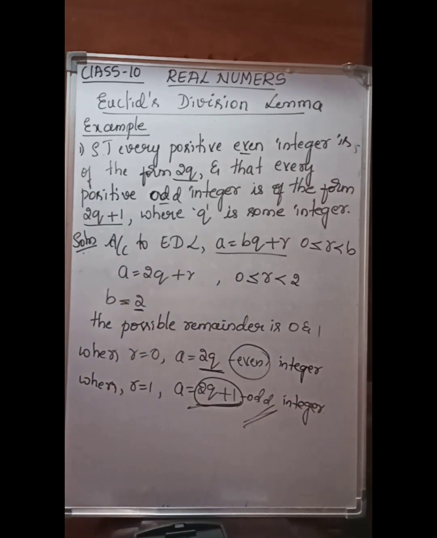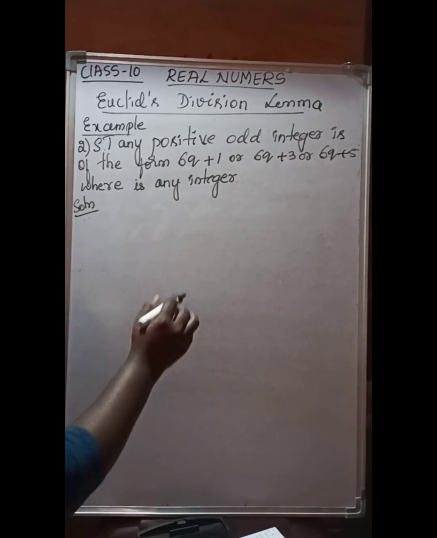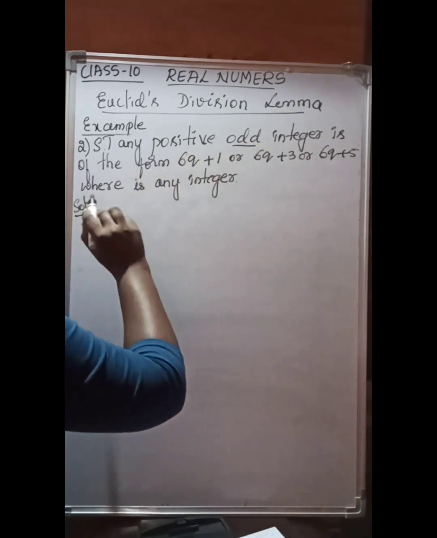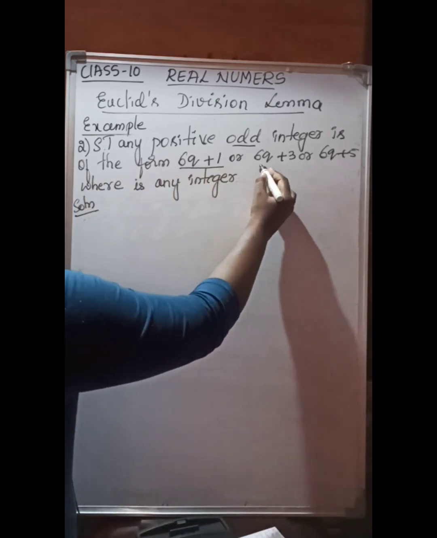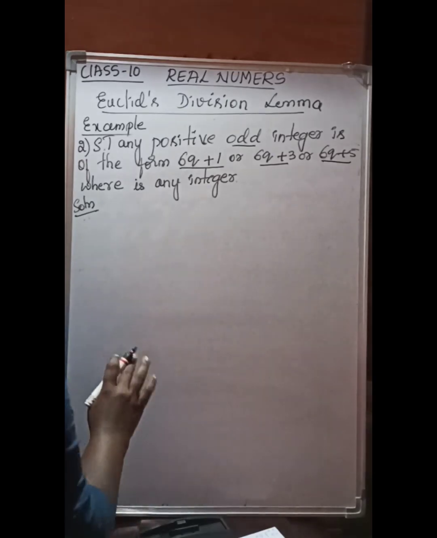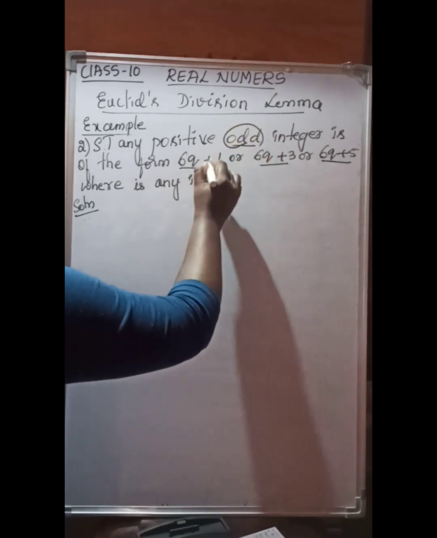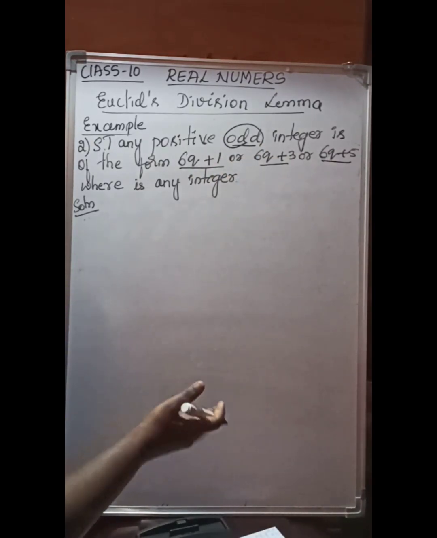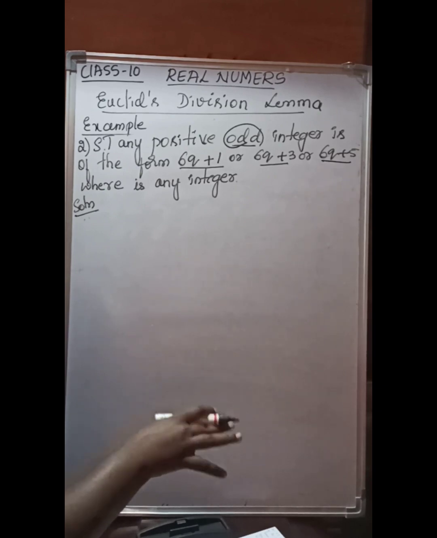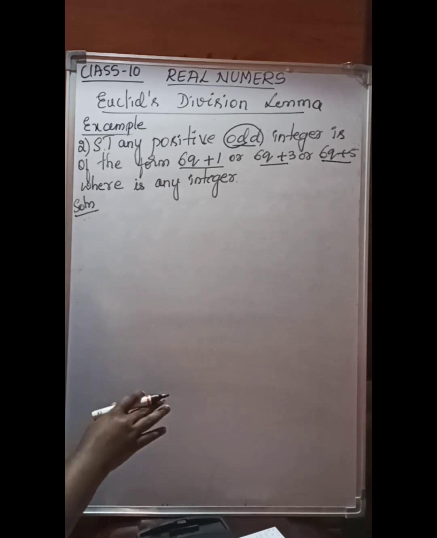Now consider the second example. Second example is: show that any positive odd integer, remember, odd integer, is of the form 6q plus 1, 6q plus 3, 6q plus 5. We have to prove that an odd integer only exists in the form of either of these three. But it may be 6q plus 7 also, 9 also, then 11, 13, it will go on. But here, whatever they asked in the question, you just prove that.